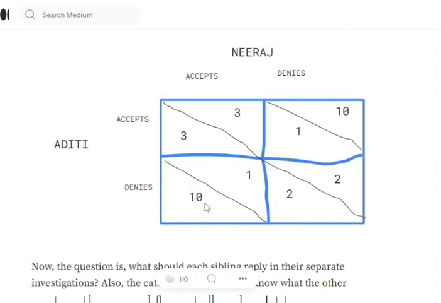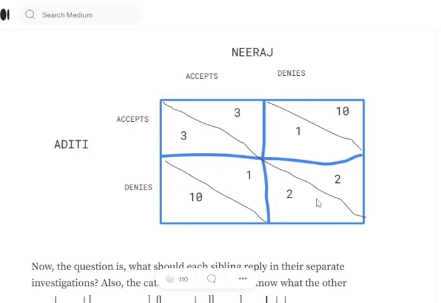Similarly, in state 3, Aditi is getting 10 weeks of punishment, but Neeraj is getting 1 week of punishment. So if Aditi changes her strategy, she gets punishment of 3. That means her situation is also improving. So state 2 and state 3 are unstable states, because if the player changes his strategy, his situation can improve. If you remember from Nash equilibrium's definition, if the player doesn't change his strategy and the opponent changes his strategy, his situation can only improve. It can't go worse.